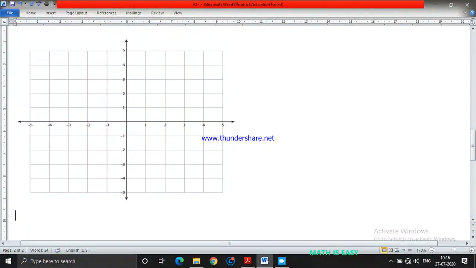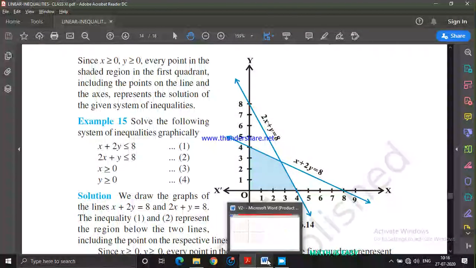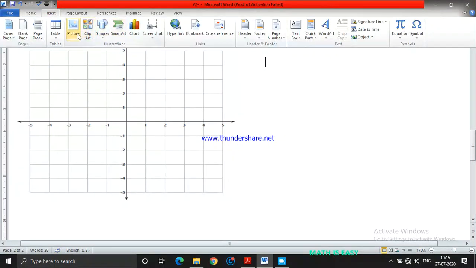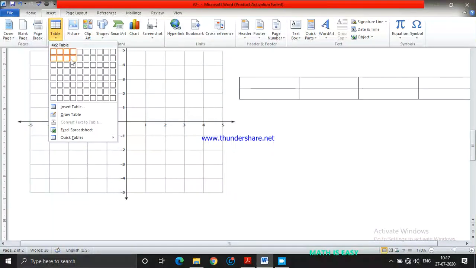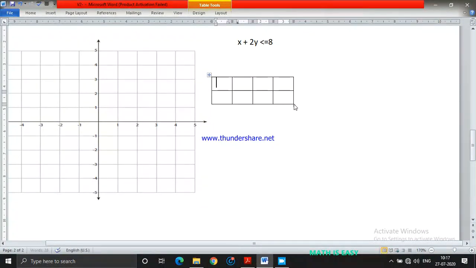Okay. Now what you have to do here is, what is the first equation which we have? First equation is x plus 2y is less than or equal to 8. So according to this equation, I have to make the table first, right? So let me insert the table. So you take x here and y value here.